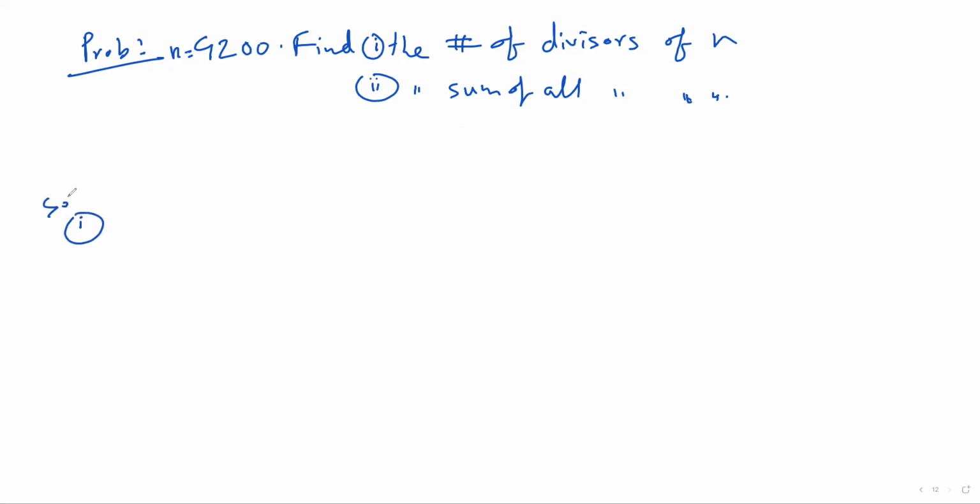The first one: how many divisors does the number 4200 have? Let's try to find out the answer. So we have 4200. Let's factorize it. It can be written as 2 times 3 times 7 times 100, right? And 100 is also 2 squared times 5 squared. So we have overall 2 cubed times 3 times 5 squared times 7.